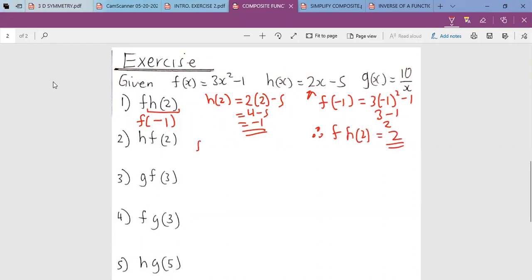Second one, I need to solve f of 2 as the first one. So 3 times 2 squared minus 1. This is 4, 4 times 3 is 12 minus 1, I get 11. So I need to solve now h of 11, and that is 2 times 11 minus 5, 22 minus 5, I get 17. And that is my final answer, 17. So you will do number 3 and the rest for these composite functions.